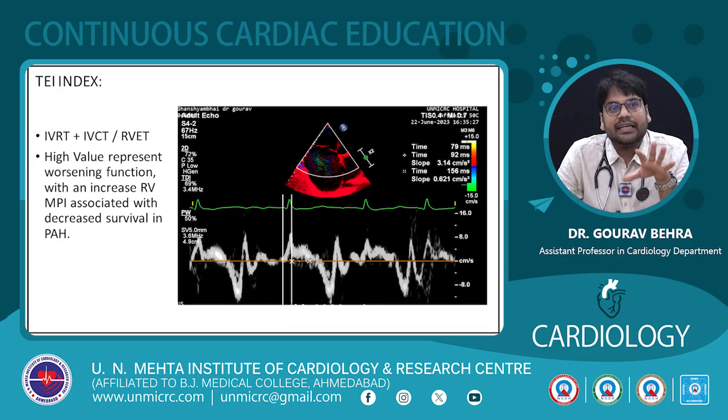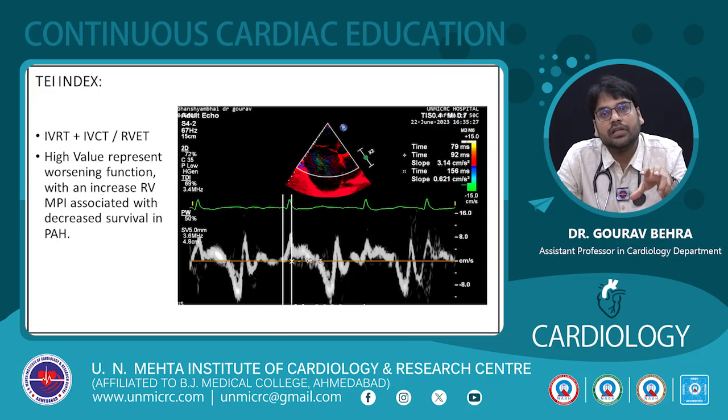So now the TI index. The TI index is again a sensitive marker. It will give you an impression of both RV systolic and diastolic function. It is IVRT plus IVCT divided by RV ejection time, that is, isovolumetric relaxation and isovolumetric contraction, divided by ejection time. So a higher value means decreased survival.